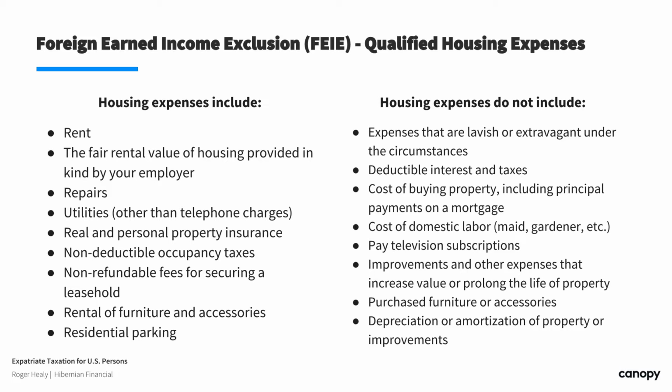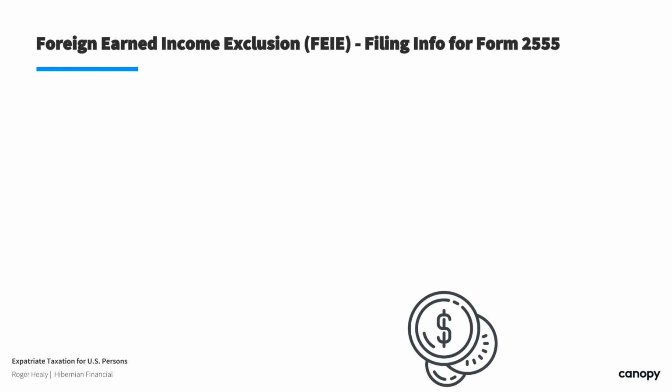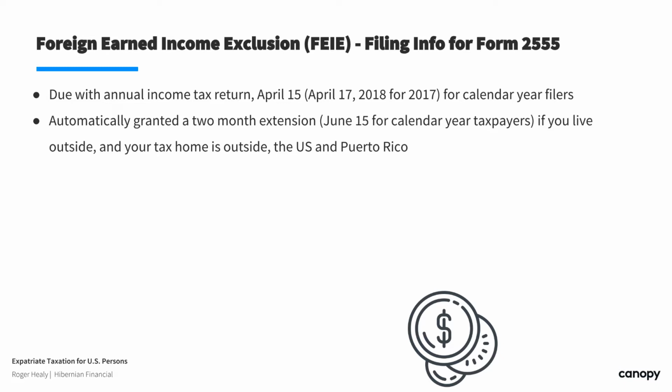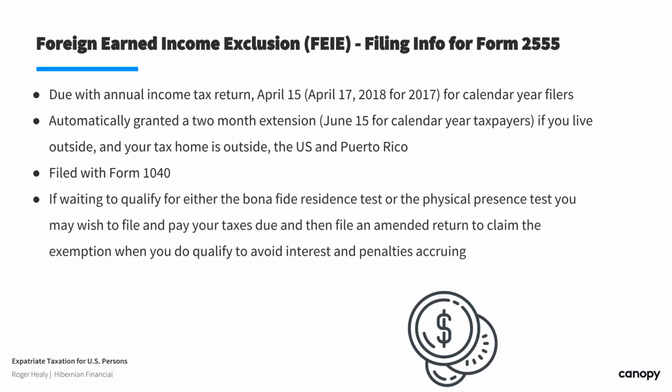The foreign earned income exclusion is filed on Form 2555. It's due with the annual income tax return, so April 15th for calendar year filers. You're automatically granted a 2-month extension if you live outside and your tax home is outside the US and Puerto Rico. The form is filed with your 1040. And if you're waiting to qualify for either the bona fide residence test or the physical presence test, you may wish to file and pay your taxes due and then file an amended return to claim the exemption when you do qualify, to avoid the accruing of interest and penalties.